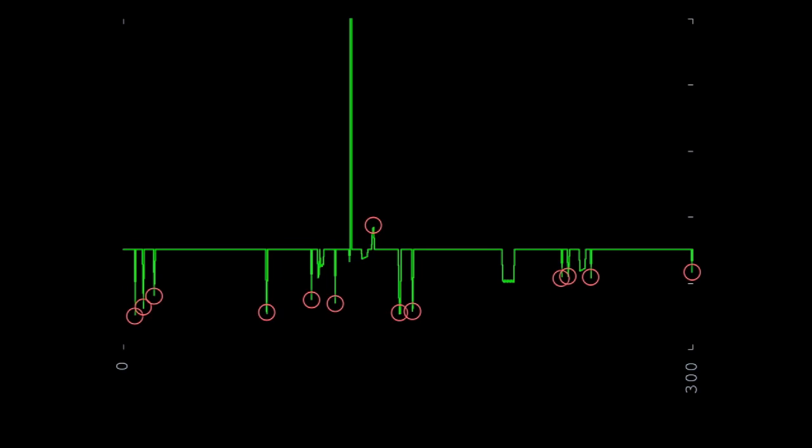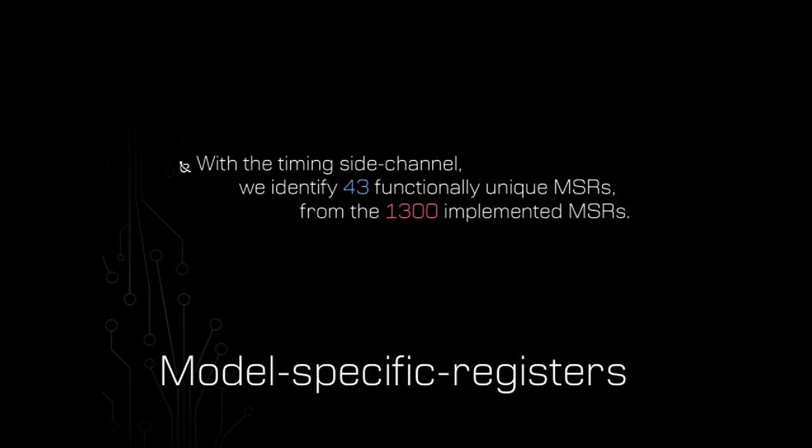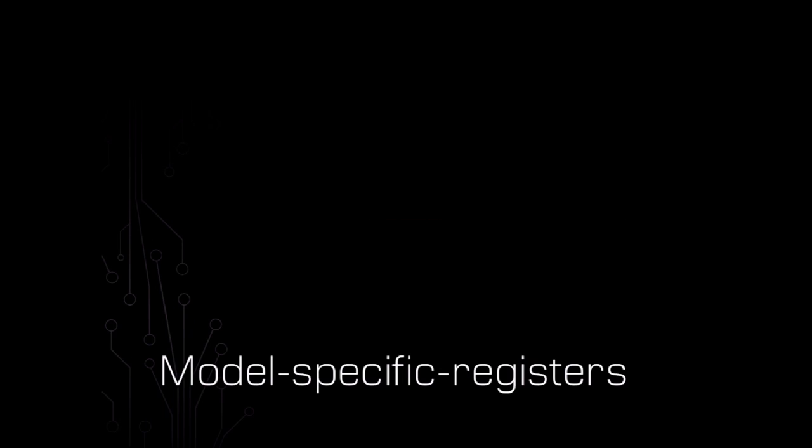So when I begin to identify the functionally unique MSRs, I'm able to pare down that original list of MSRs a lot more. Using this side channel, I found 43 unique model-specific registers from the 1,300 that are actually implemented on the processor. So that's really exciting for me. That means it seems like my research can move forward. 43 sounds like a much more tractable number of model-specific registers to analyze than 1,300.